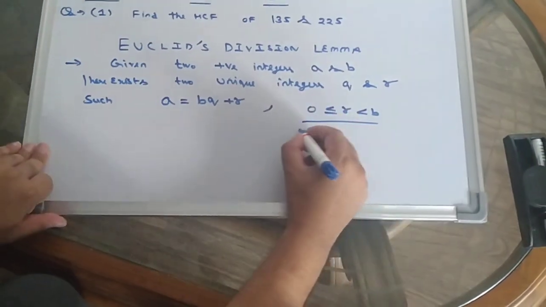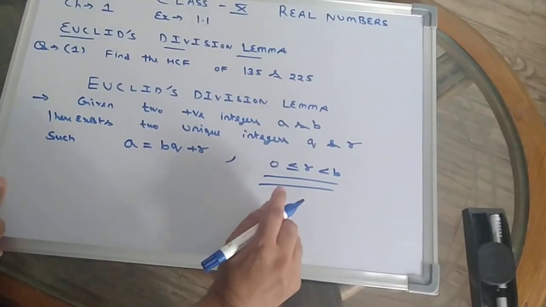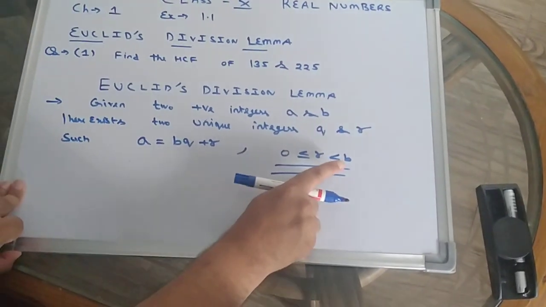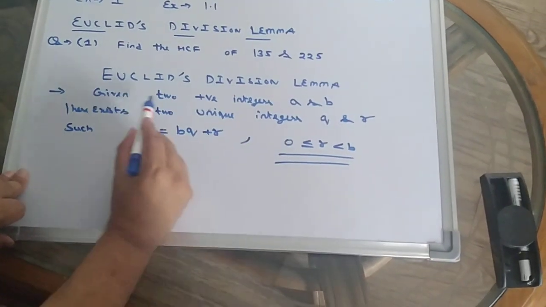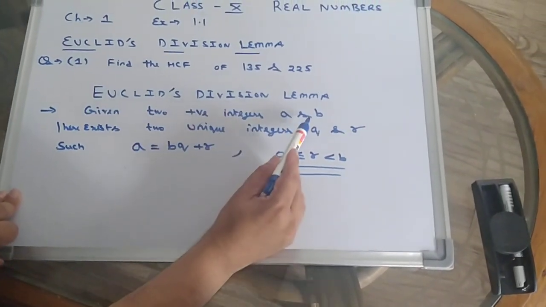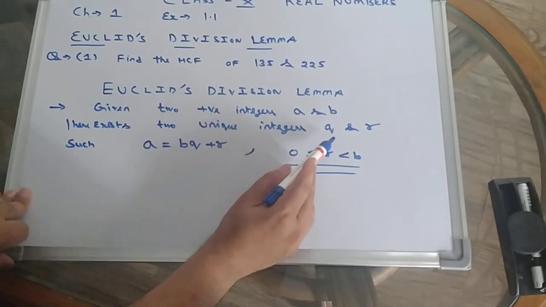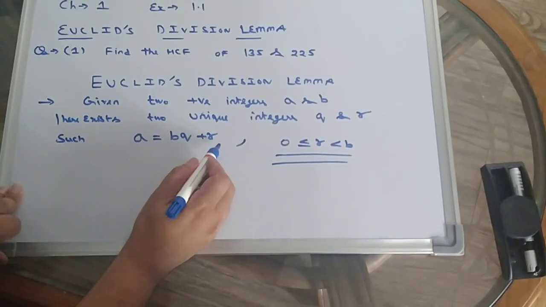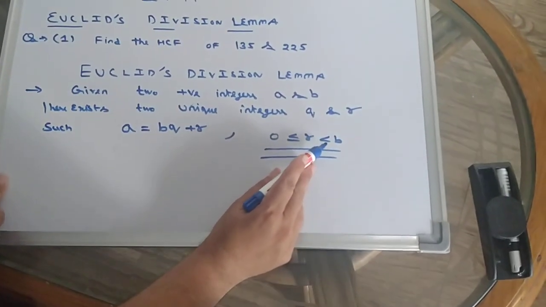What does it mean, 0 less than or equal to r less than b? It means the remainder is either 0 or greater than 0, but definitely less than b. I again repeat the Euclid division lemma. Given two positive integers a and b, there exist two unique integers q and r such that a is equal to bq plus r, where 0 is less than or equal to r less than b.